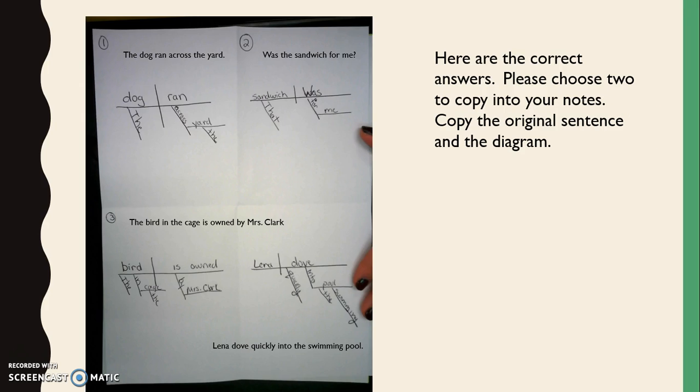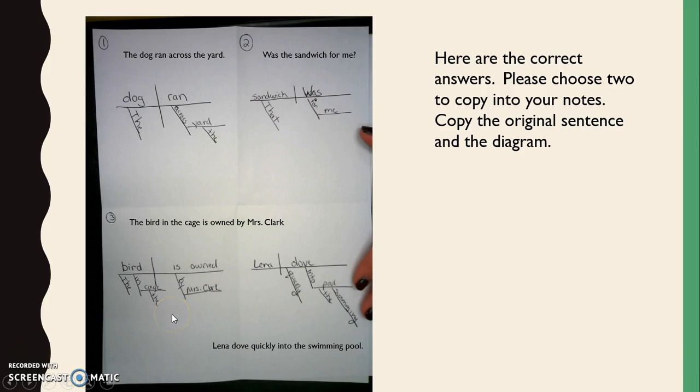All right, and here are the correct answers. In the first one, the dog ran across the yard. Across the yard modifies ran. It tells where the dog ran. And the second one, was the sandwich for me? Okay, well, I just found a second mistake, but I'll show you this one. This should say the. So sandwich was, and then the modifies sandwich. For me modifies who it was for, for whom, for me, so it goes under was.